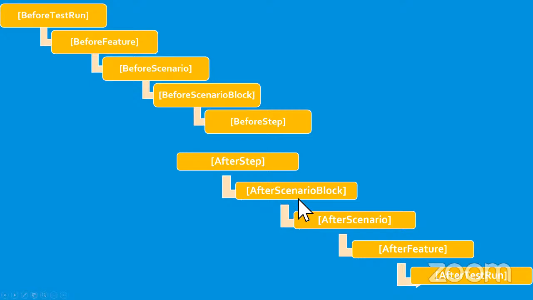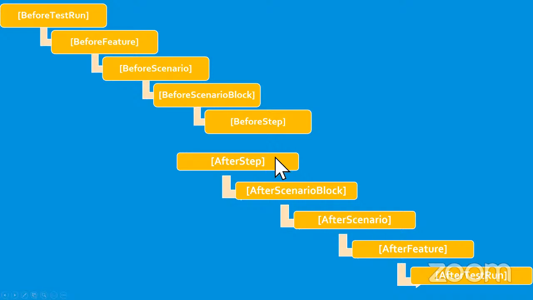If you have five scenarios, before any scenario starts, your before scenario will be executed. After that scenario has finished, your after scenario will be executed. So when the next scenario wants to run, you go to the before scenario and execute it again. And when that scenario has finished, it goes to the after scenario and gets that executed.